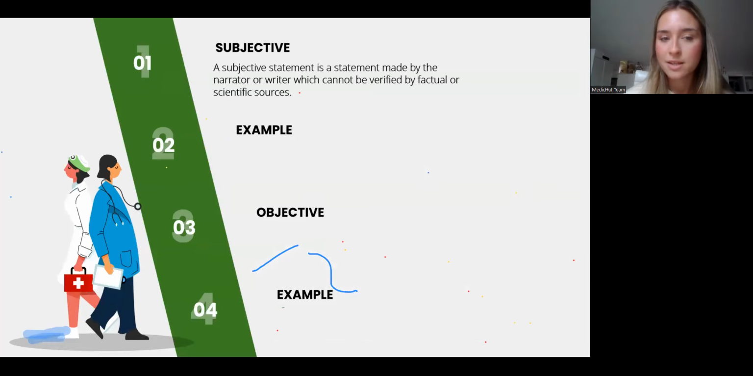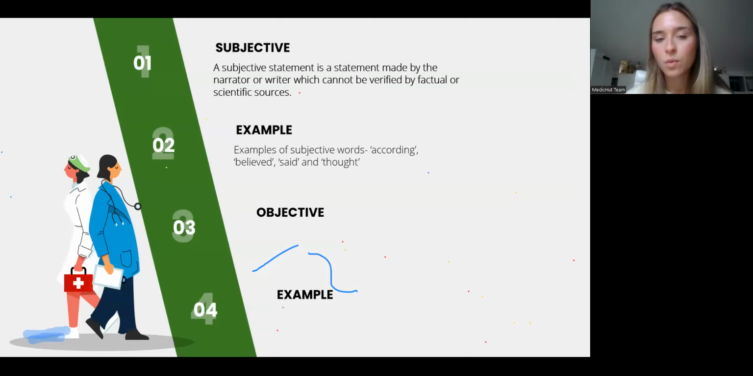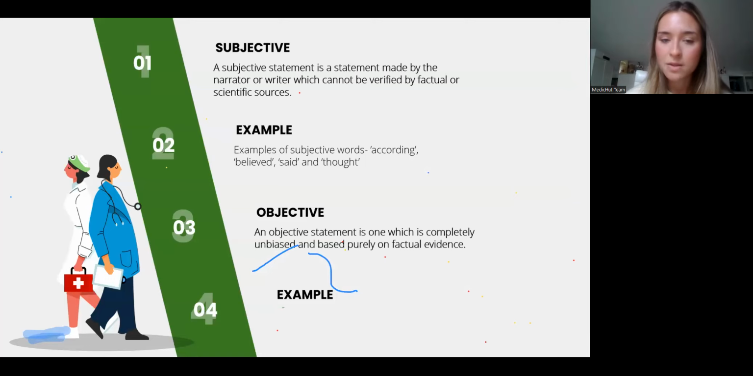And that's essentially what this slide here is talking about very briefly. So subjective cannot be verified by factual or scientific sources. A good way to look at subjective and objective statements is to look at the kind of words that are used within them. Subjective statements tend to have words such as according to, believed, was said by, or someone thought that. Those all point to an opinionated statement, whereas objective statements are ones which are unbiased and based on facts. Examples of words used with objective statements are things like known, proved, and calculated. So hopefully that all makes sense.